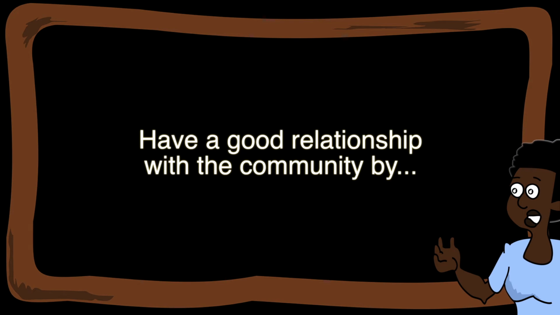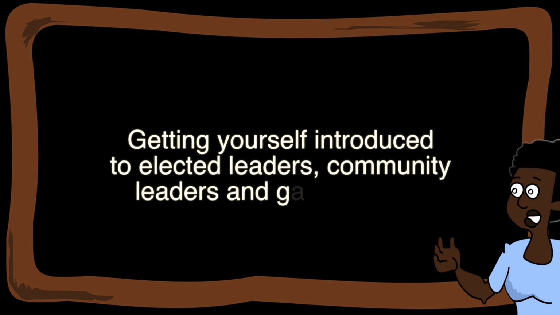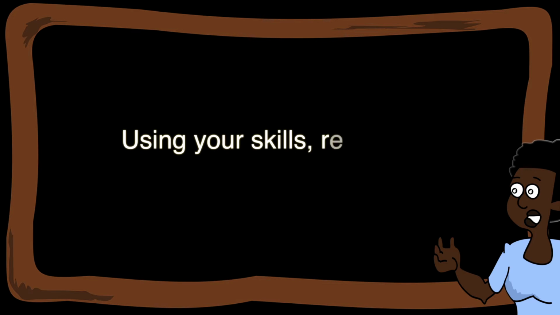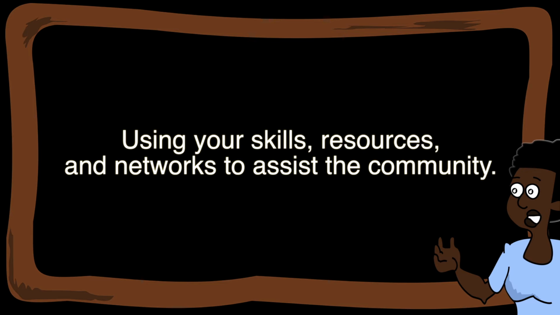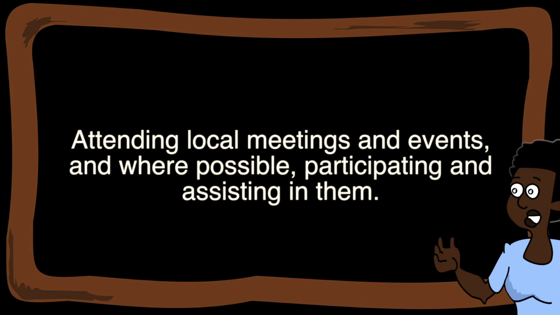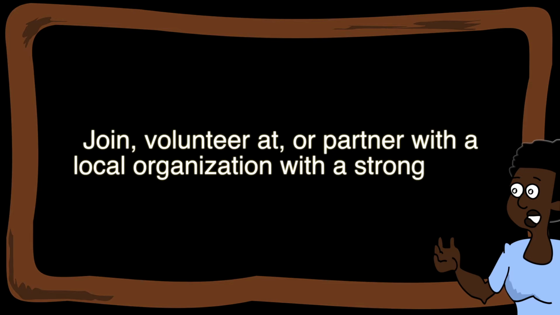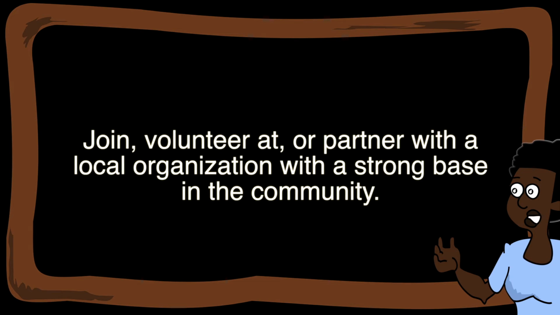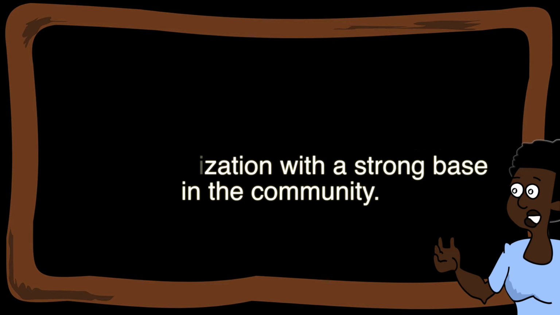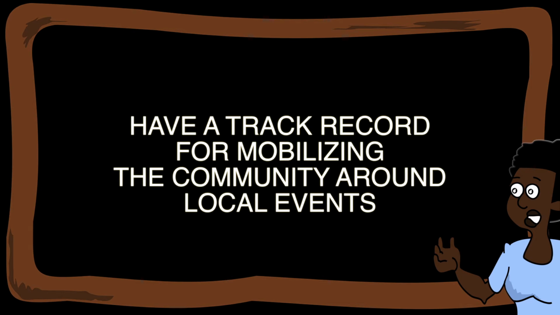You can have a good relationship with the community by walking around the community with one or more trusted residents, getting yourself introduced to elected leaders, community leaders, and gatekeepers, using your skills, resources, and networks to assist the community, attending local meetings and events, and where possible, participating and assisting in them. Join, volunteer, act, or partner with a local organization with a strong base in the community. Have a track record for mobilizing the community around local events.